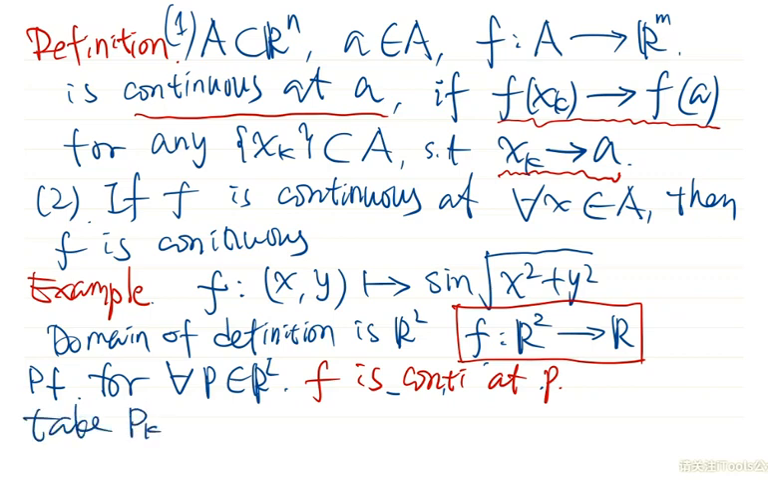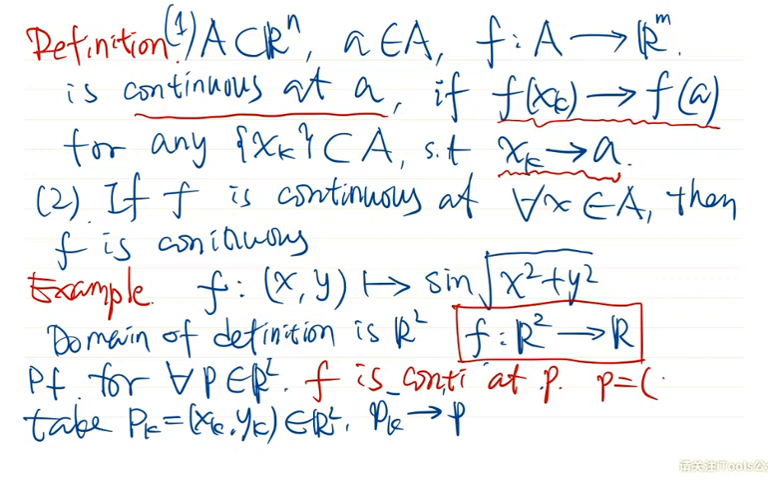For this purpose, we take a sequence pk. Suppose the coordinate of pk is (xk, yk), pk in R^2, and pk converges to p. Of course, we can also assume that the coordinate of p is (a, b). So pk converges to p. This is convergence of sequence in R^2. By the equivalence of convergence and the component-wise convergence, xk converges to a, yk converges to b, right?